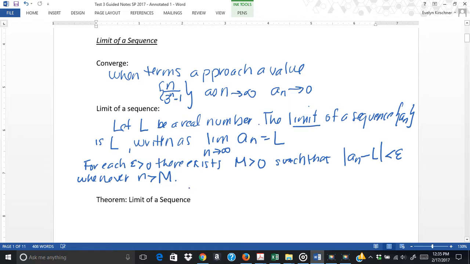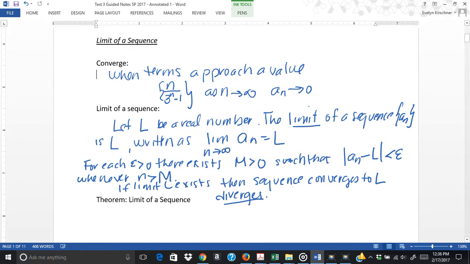If the limit L exists, then we say the sequence converges to L. And if it doesn't exist, we say it diverges. So when it doesn't exist, the limit does not exist.